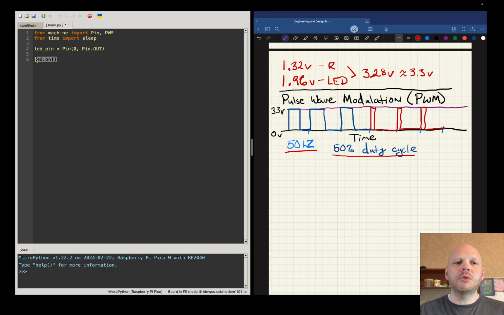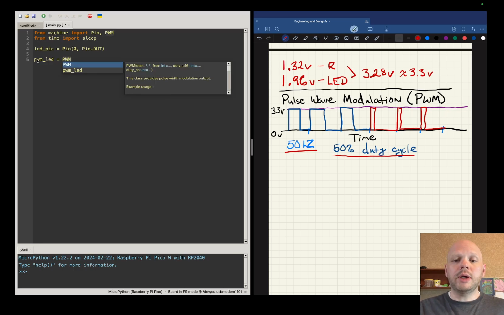And then I'm going to create, let's call it a PWM LED. Remember, this is just a variable. I make up the name. I can put anything I want in that variable box, and that's what it becomes. And we're going to create a pulse wave modulation object. And this class provides pulse wave modulation output.